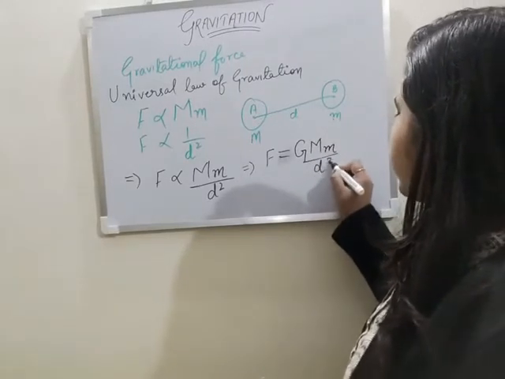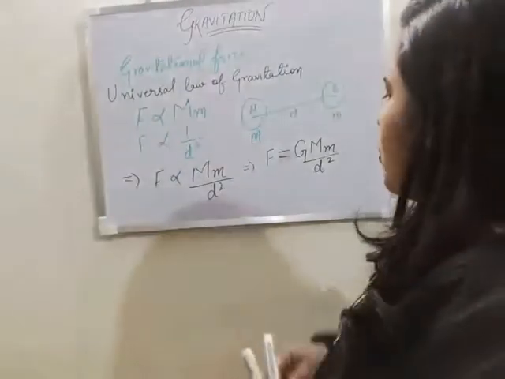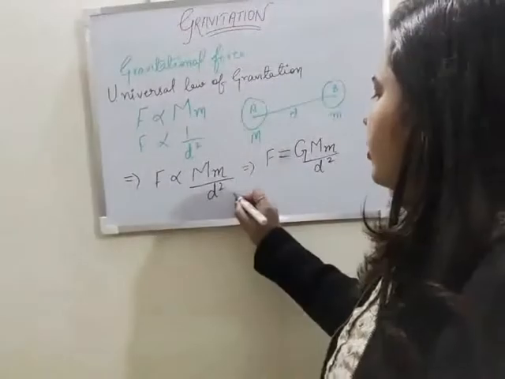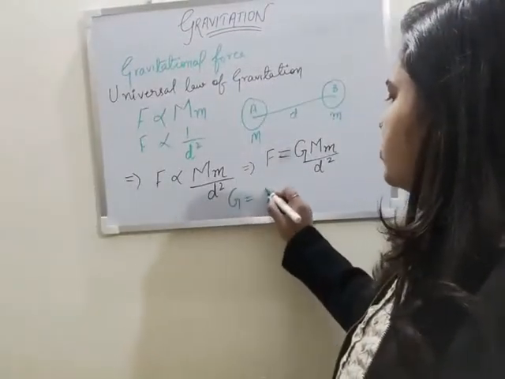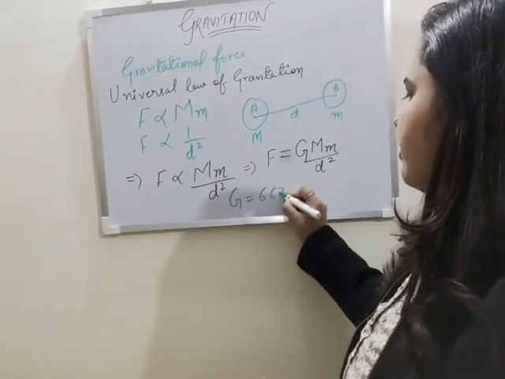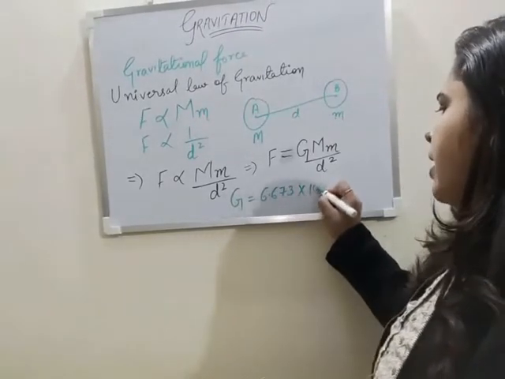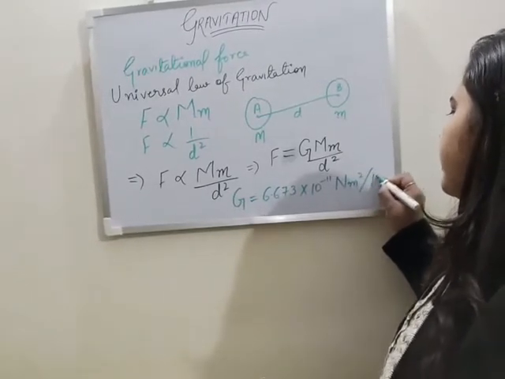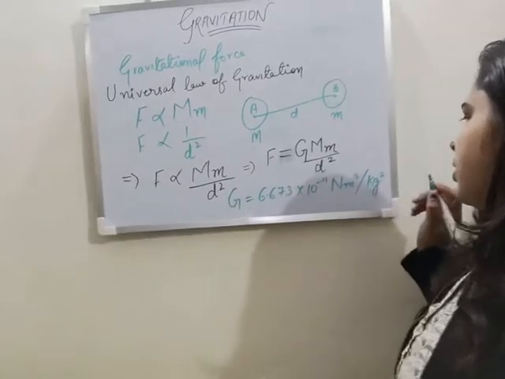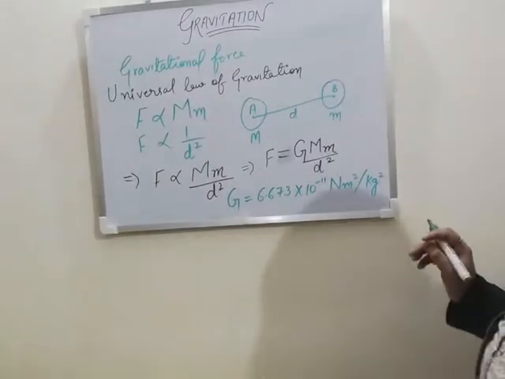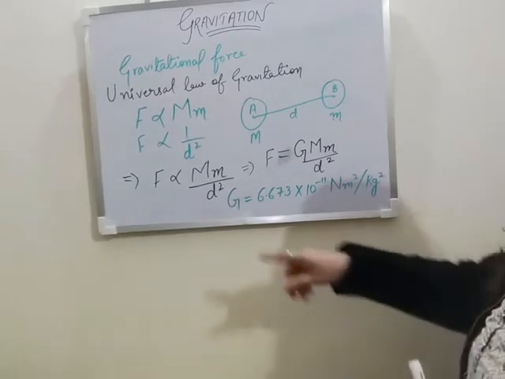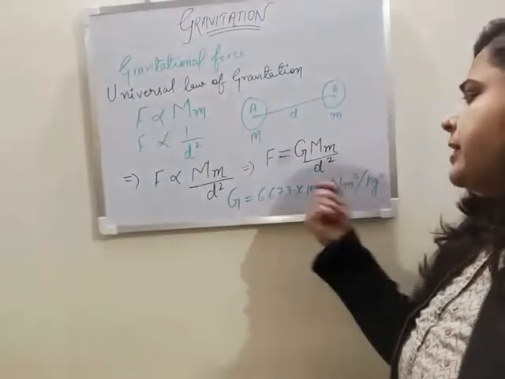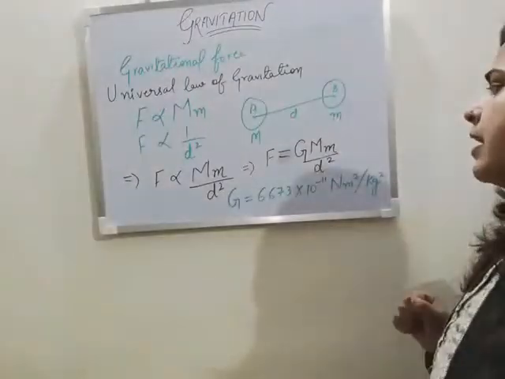G is known as the constant of gravitation, or the gravitational constant. The value of G is equal to 6.673 into 10 to the power minus 11 Newton meter square per kilogram square. This is the unit of G, Newton meter square per kilogram square, and the value of the gravitation constant is 6.673 into 10 to the power minus 11.